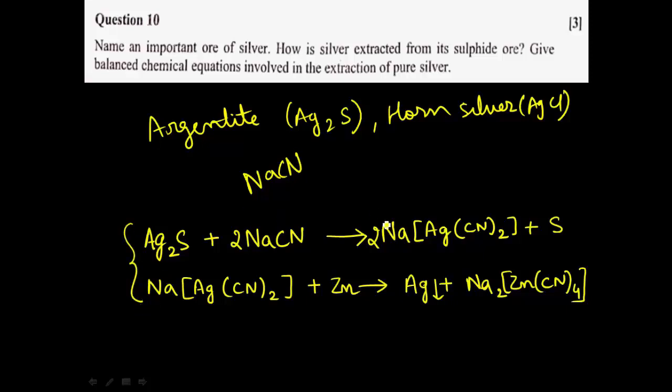When it reacts with NaCN, it comes up with a precipitation of silver and the soluble complex. The complex reacts with zinc dust again, and now we get pure silver as precipitate, forming another soluble complex of sodium and zinc. Okay, you can note this down by pausing the video.